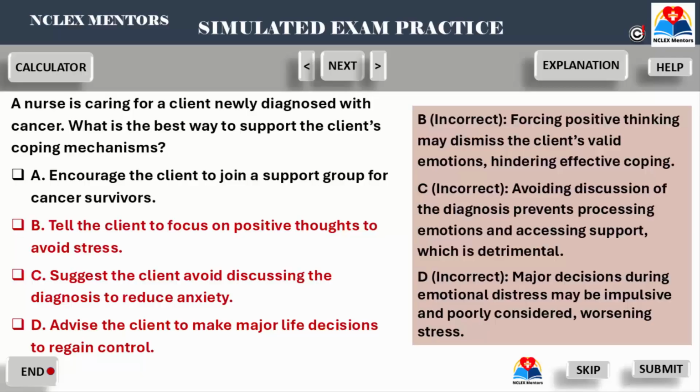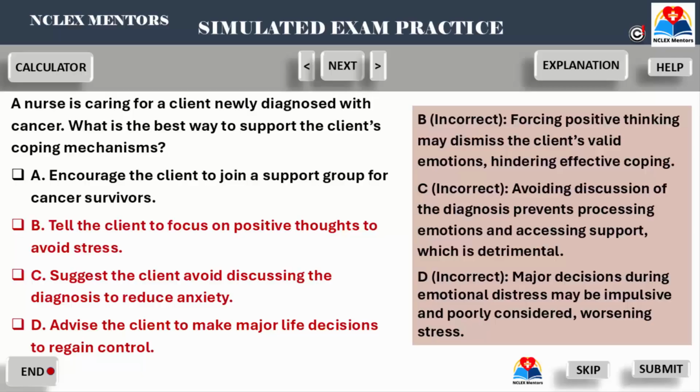Option C, suggest the client avoid discussing the diagnosis to reduce anxiety. Oof, big no. Suppressing thoughts or avoiding the topic can actually make anxiety worse. Discussing the diagnosis, when they're ready, is how clients process and adapt. As nurses, we need to encourage healthy expression, not silence.